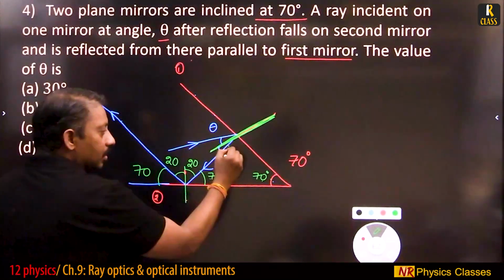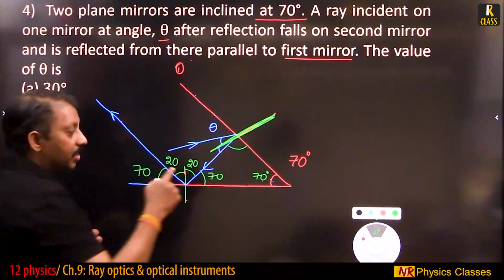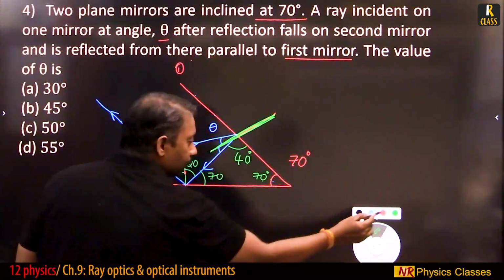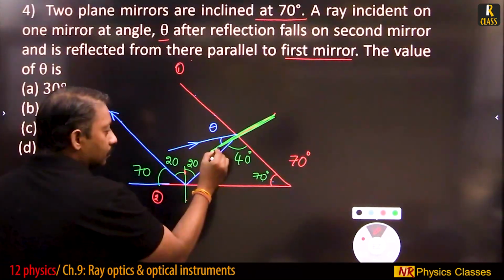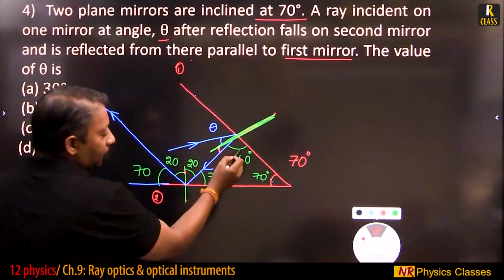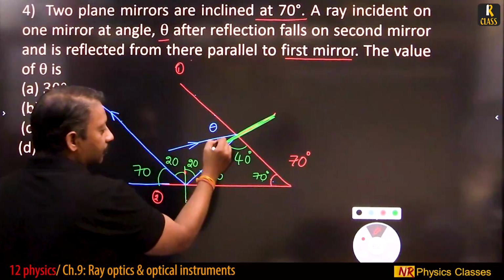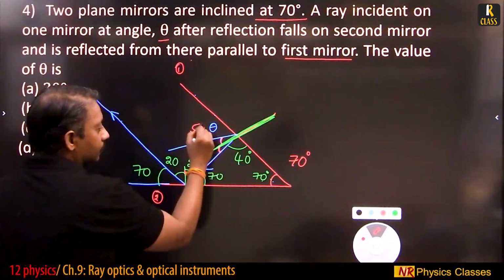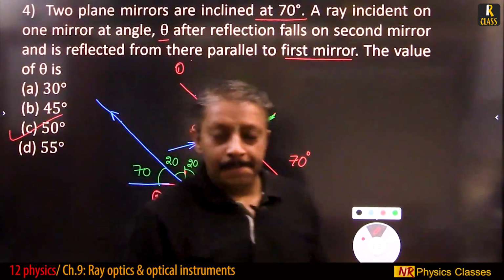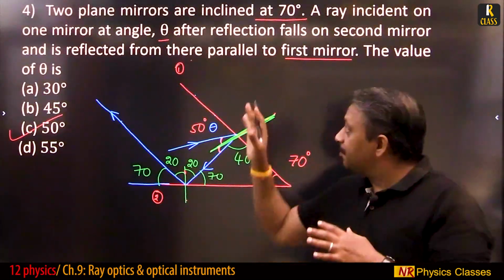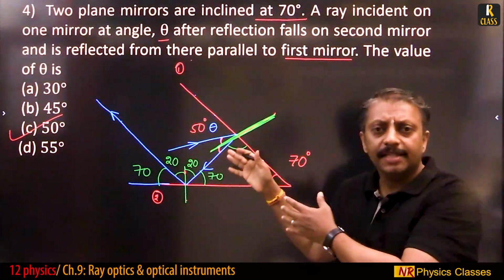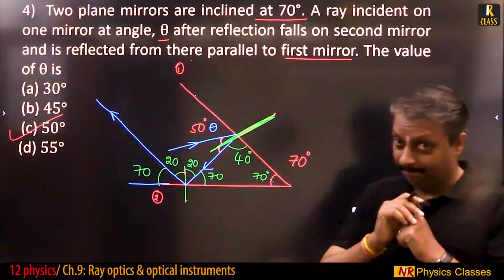140. Then this angle is 180 minus 140, which is 40. If this angle is 40, then because this is the normal, one angle is 40, the other one is 50. If this is 50, this should be 50. It is 50 degrees. Thoroughly understand the problem and according to that, construct the diagram. The remaining is high school mathematics, isn't it?